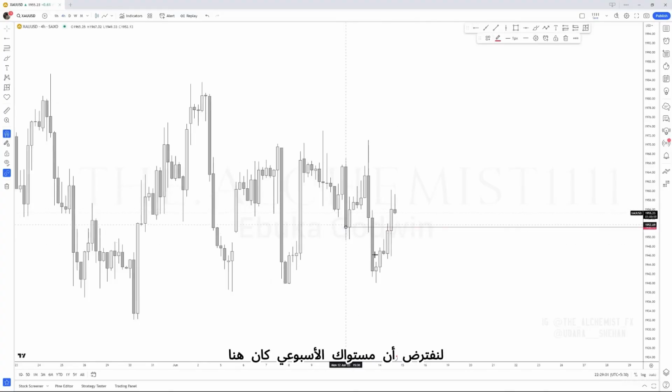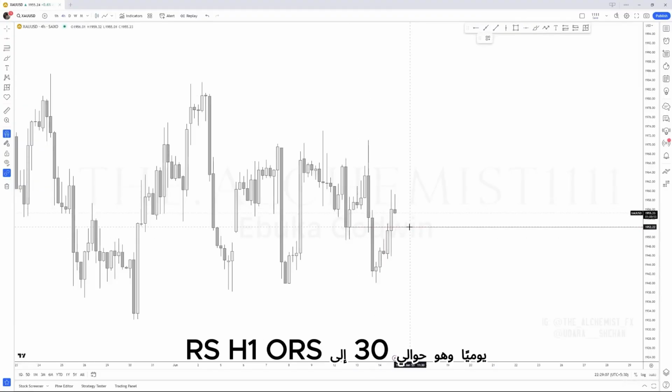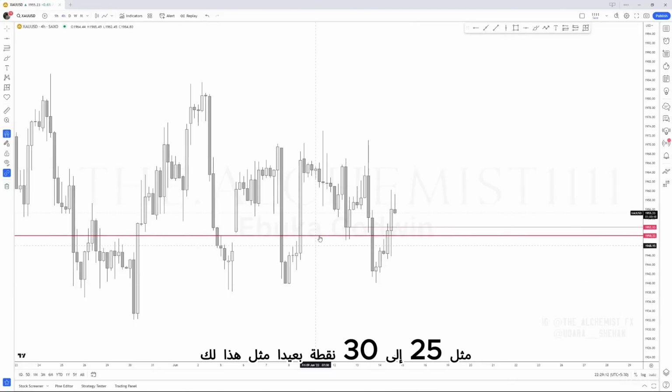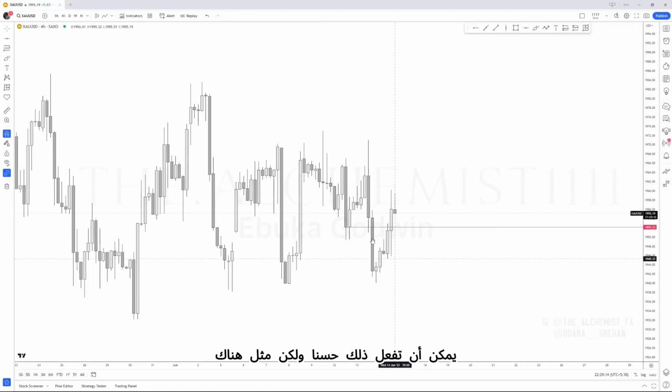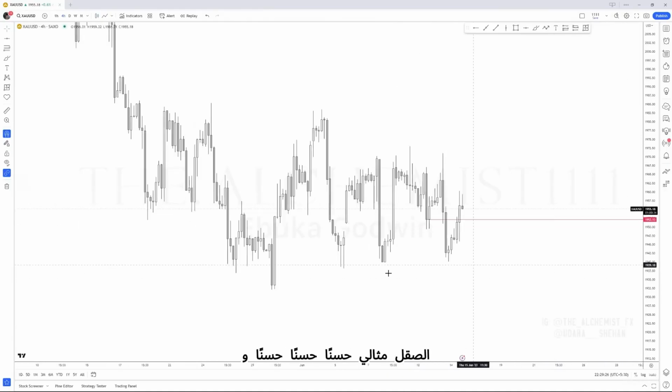Let's say your weekly level was here. You can refine it into an H4, an H1, or a daily zone, around 25 to 30 pips away. There are times when it even moves 100 pips from the zone into another zone and then moves up, but that doesn't happen very often. So that is why a 25 to 30 pip refinement is perfect.